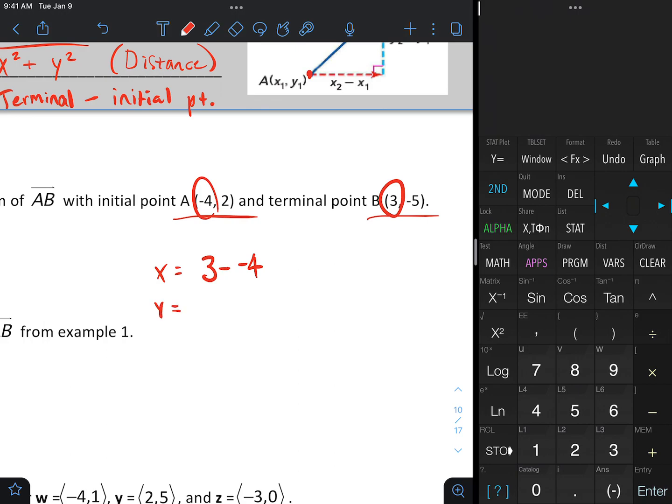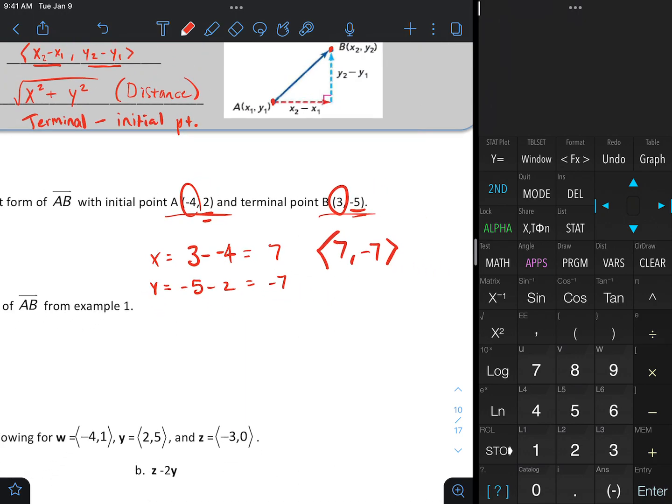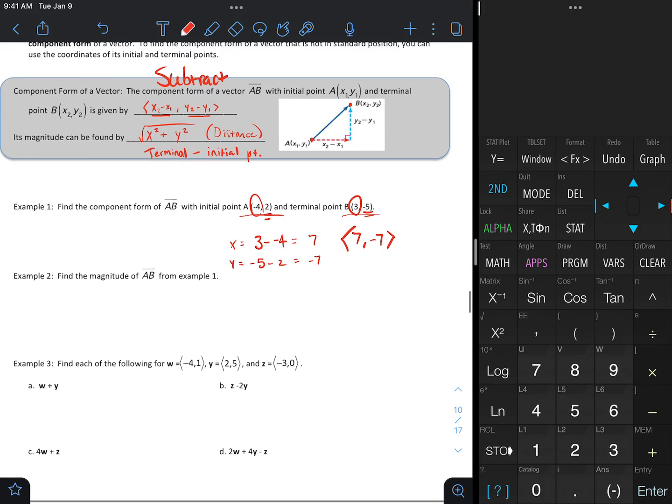And then your y component, you're going to do the -5 and then take away the 2. Don't forget about your normal arithmetic things here. Minus a negative is like addition. So 3 plus 4 is going to be 7, and -5 take away 2 more will be -7. So your component form will look like this: the x part first, 7, and then the second part, -7. What that means is go right 7 and then down 7.